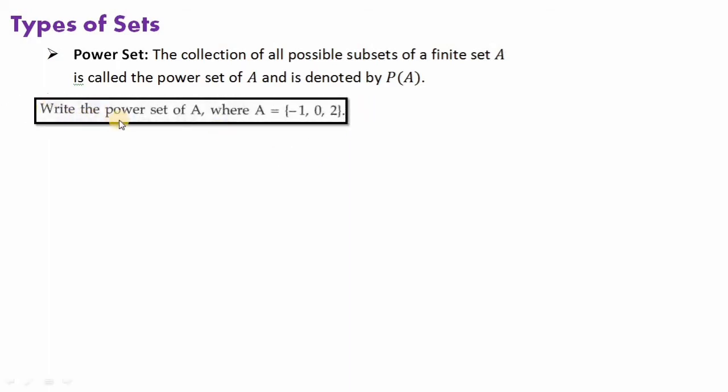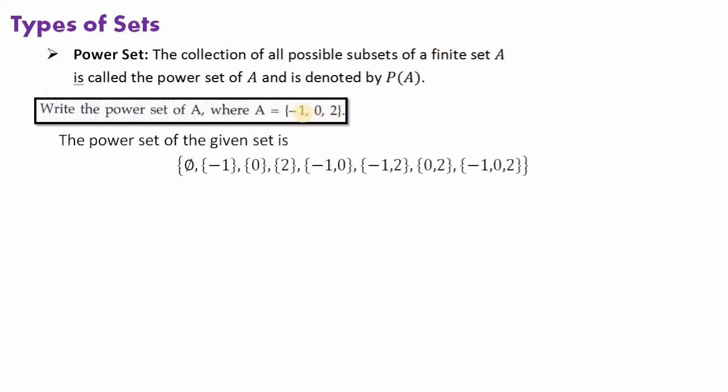So the question says, write the power set of A, where A is given to be this much. If A is given to be this much, then let us see what the possible subsets are. The power set is given by this. As I said, the power set contains only sets as elements. So the first subset becomes the empty set. As I said in the earlier slide, the empty set can be considered a subset of any set. So the empty set, that is, the set with no element, is taken first.